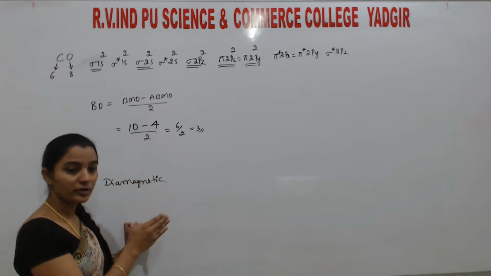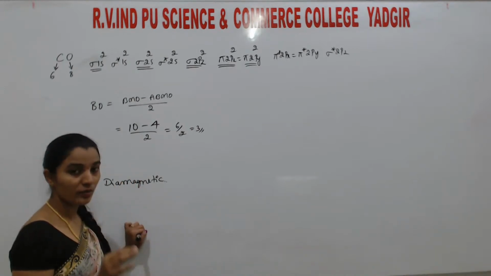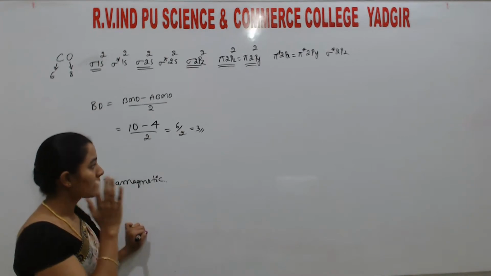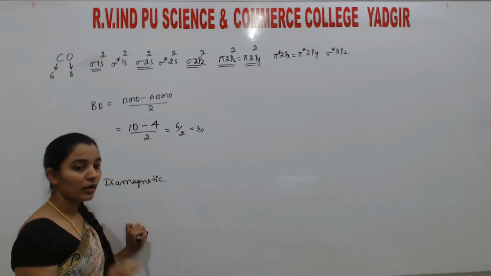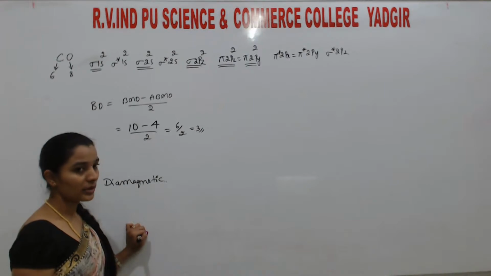Whatever I explained with the diagram, that is for the theory examination, very important. And by completing this MOT, this chemical bonding chapter is completed. Very important chapter, go through it.